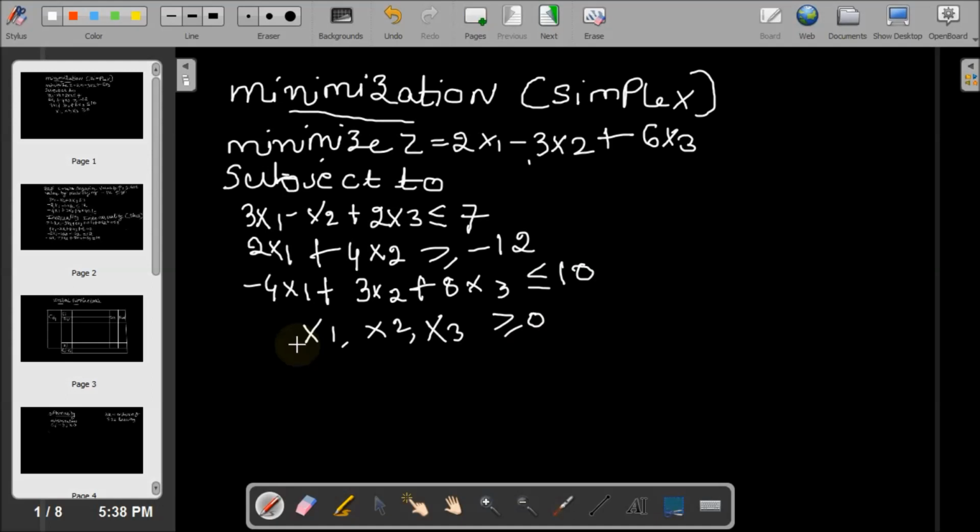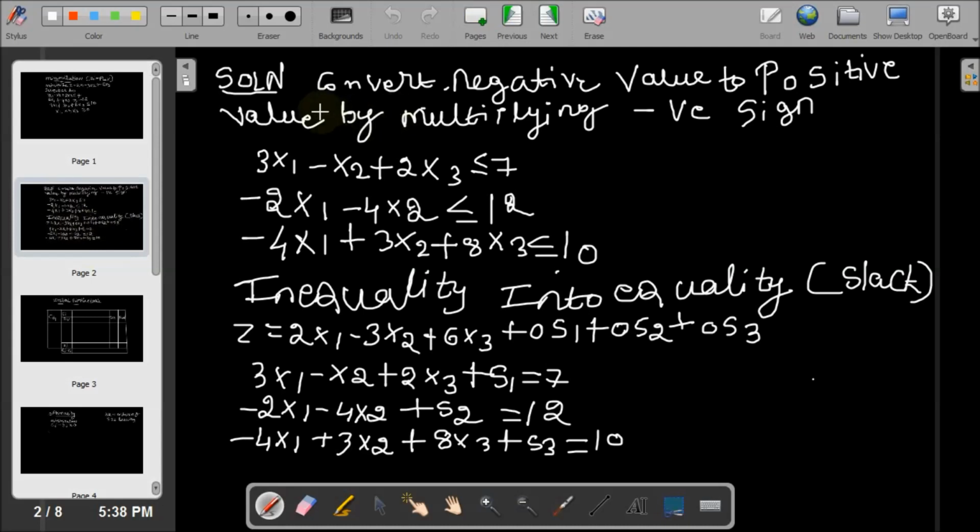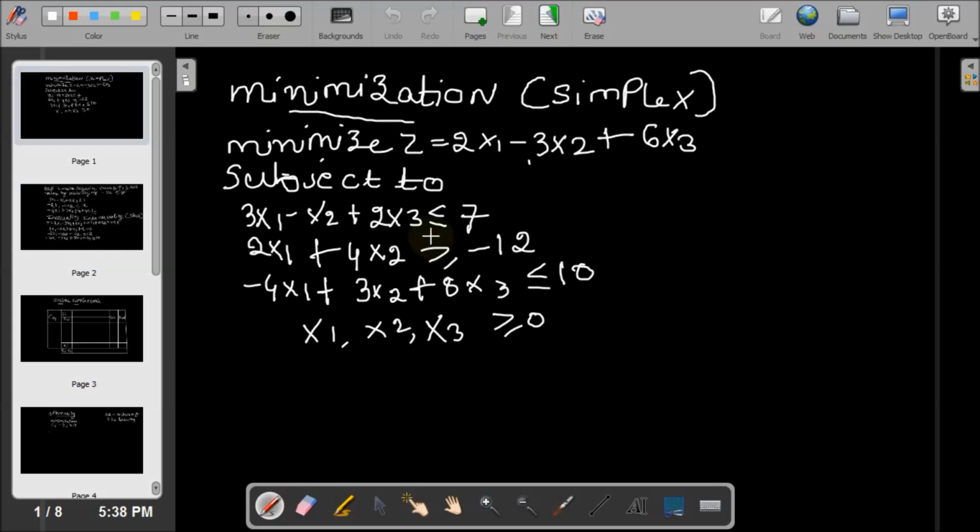So let me explain the solution. In a solution, the first thing you have to do is convert the negative value to a positive value by multiplying by the negative sign. You can see here, for the simplex method every value should be positive, but in the second constraint the value is -12. It should not be like that in the simplex method.